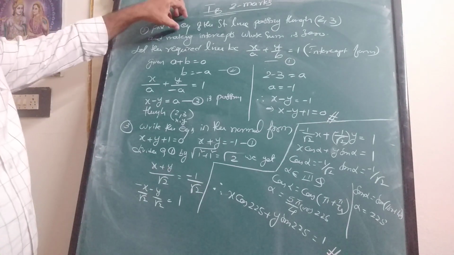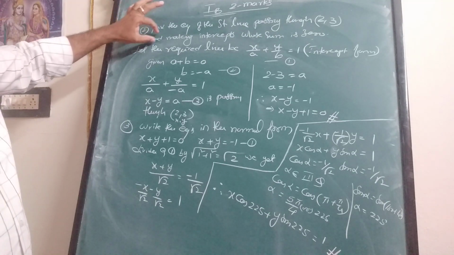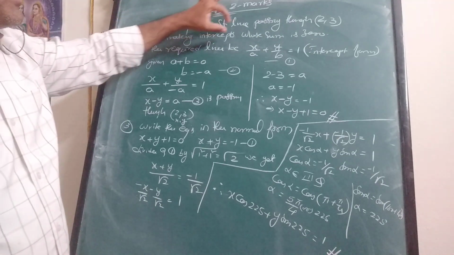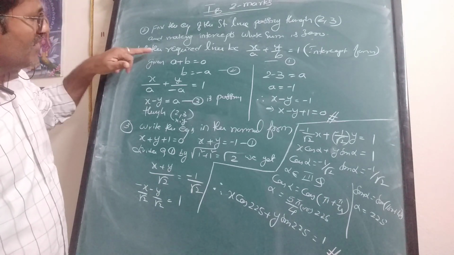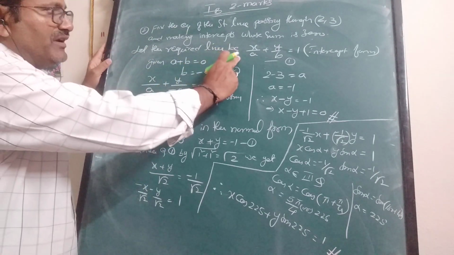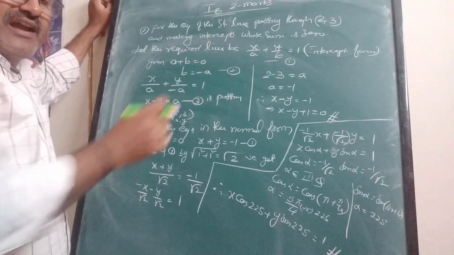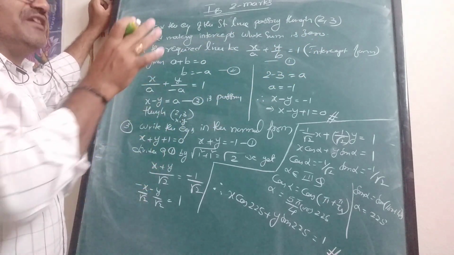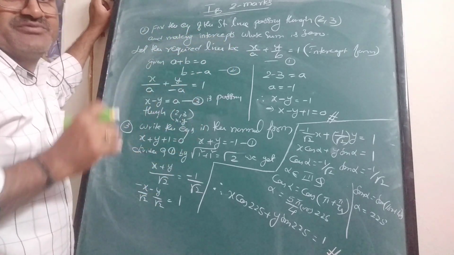Now find the equation of the straight line passing through (2, 3), making intercepts whose sum is 0. Let the required line be x/a + y/b = 1. This is the intercept form. In our book we have intercept form. In CBSE we call it the double intercept form actually.